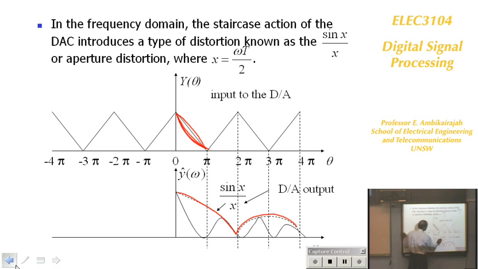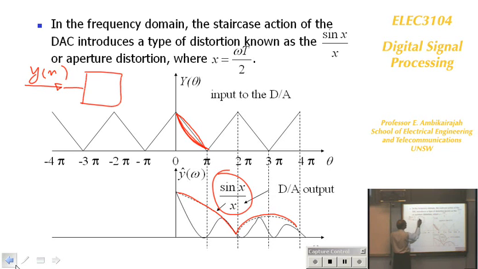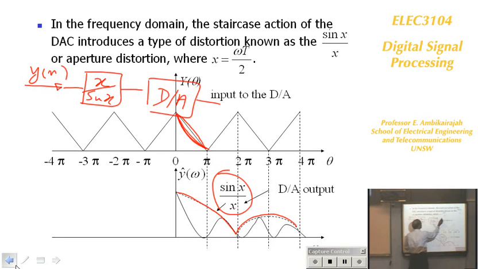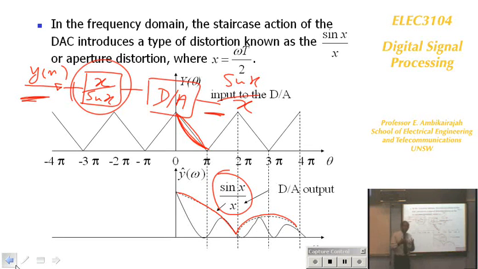People know that sin x over x is the shaping of the D2A converter. So what people do is, when you get y[n], before you pass it through the D2A converter, you pass it through x over sin x first, and then pass it through a D2A converter. The D2A converter is going to give you the sin x over x effect. You have already given x over sin x, so the two cancel out. So the effect of a D2A converter, shaping the spectrum, can be removed by multiplying by x over sin x in advance.